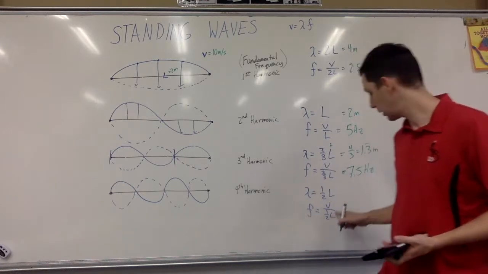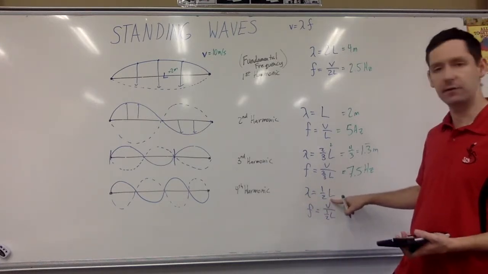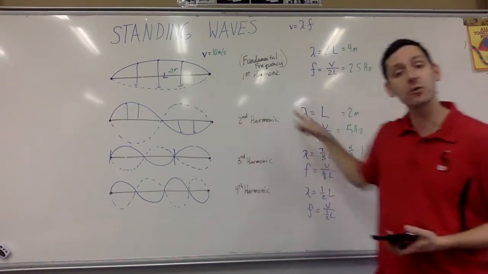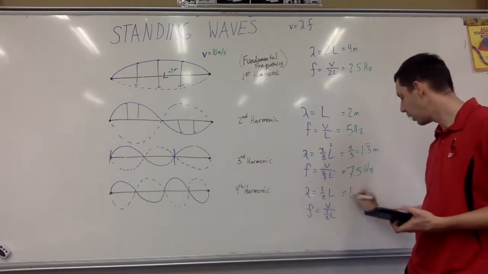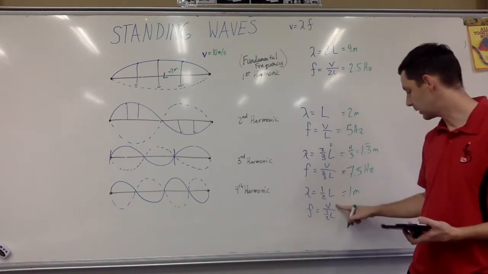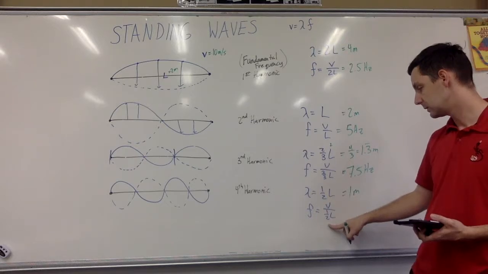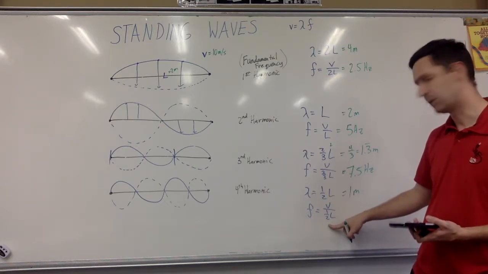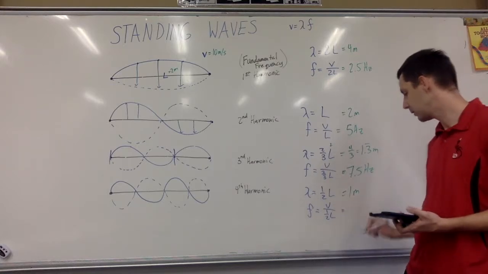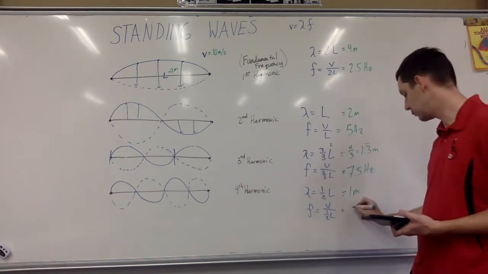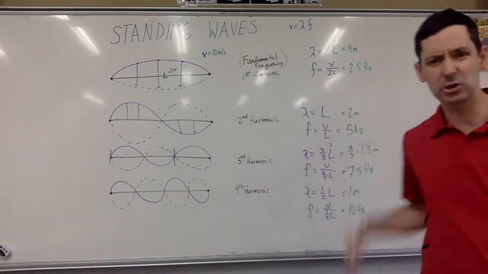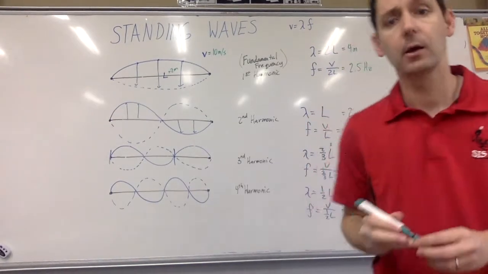The last one here, lambda is now half of the length of the string. The length of the string is 2 meters, so this lambda is going to be 1 meter. What is the frequency going to be? Well, it's going to be V divided by half of the length. So V divided by half of the length, well, that would be 10 divided by 1, which is 10 hertz. Okay, so I calculated all those using the formulas that we just came up with, okay?